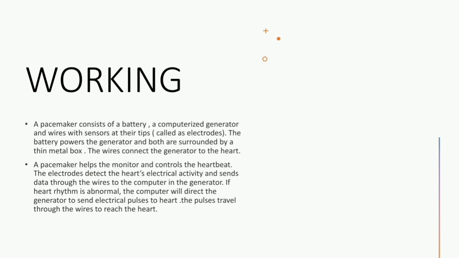The electrodes detect the heart's electrical activity and send data through the wires to the computer in the generator. If the heart rhythm is abnormal, the computer will direct the generator to send electric pulses to the heart. The pulses travel through the wires to reach the heart. And that's how a pacemaker works.